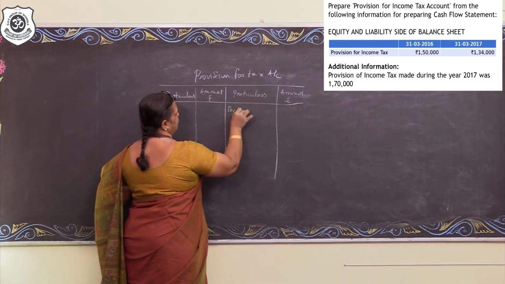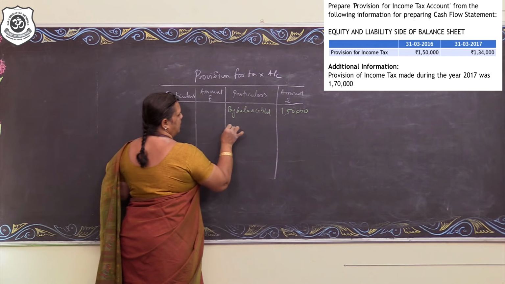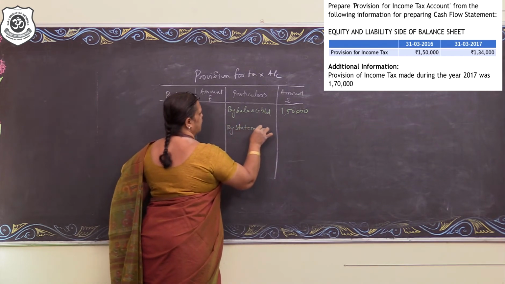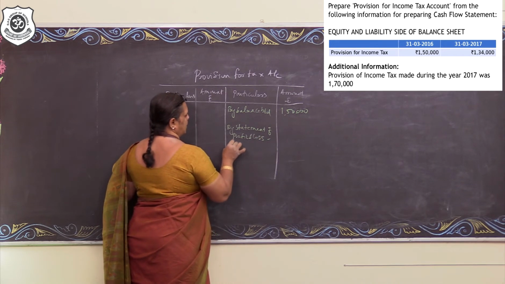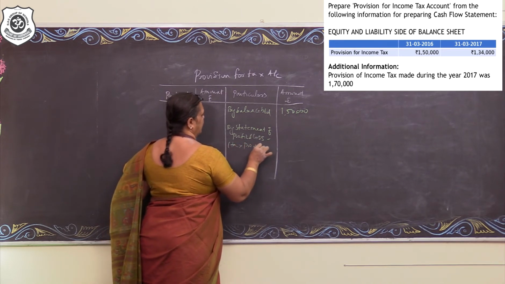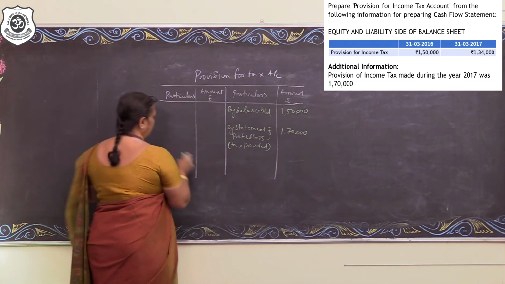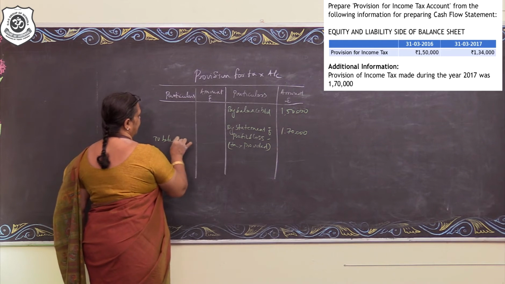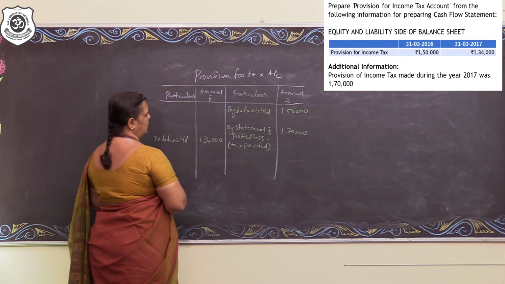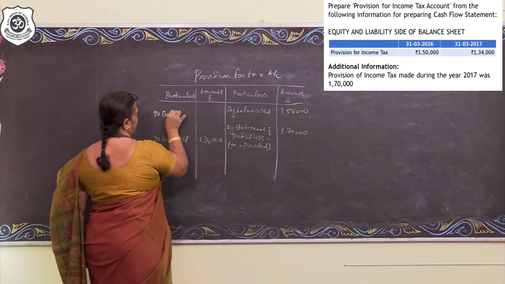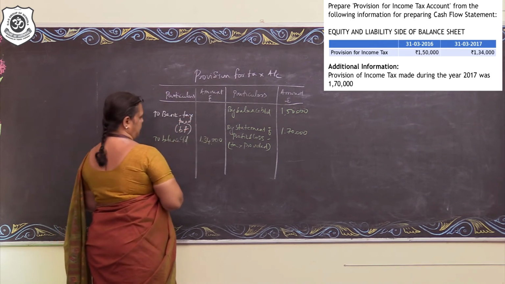By balance brought down 1,50,000, by statement of profit and loss, tax provided, to be 1,70,000. Then to balance carried down, closing balance to be 1,34,000. So now we will get the balancing figure to be to bank, tax paid as your balancing figure.